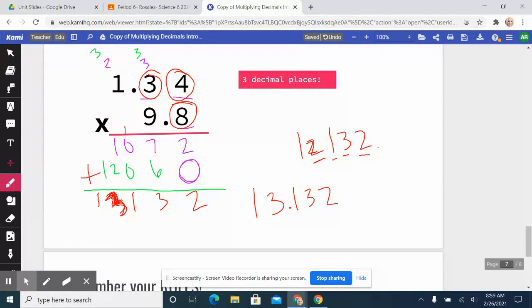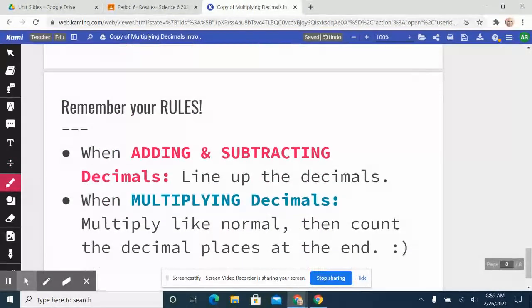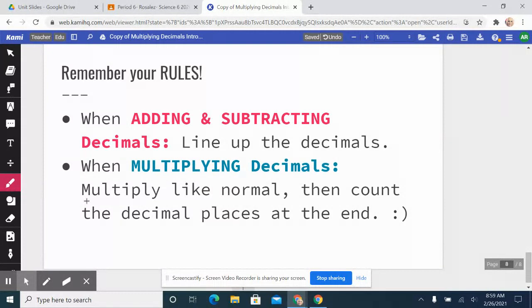Okay, so just remember, I have a little slide of the rules. When adding and subtracting decimals, that's when we line them up. When multiplying, we multiply like normal, and then we count our decimal places at the end.